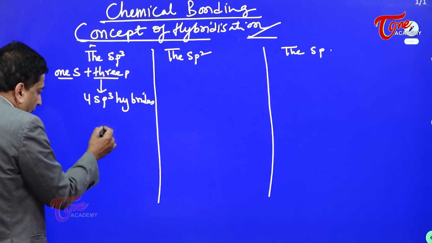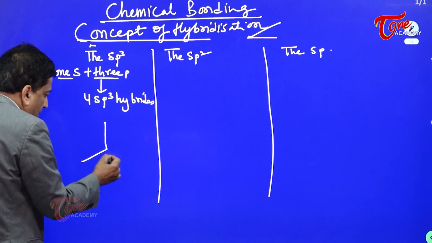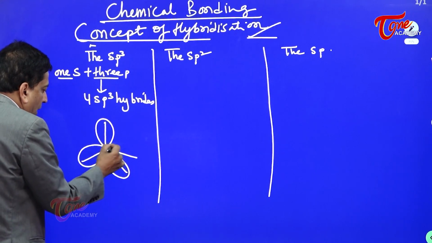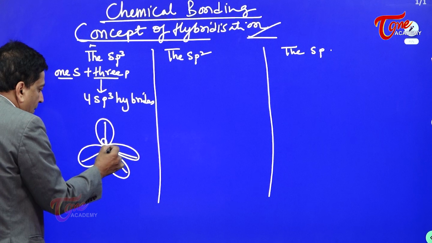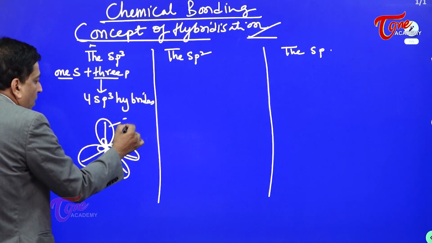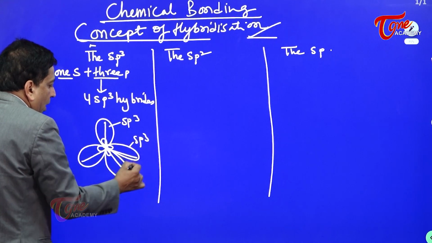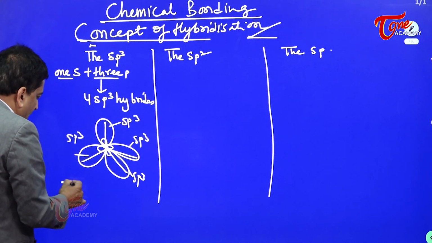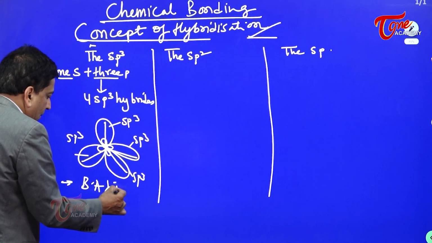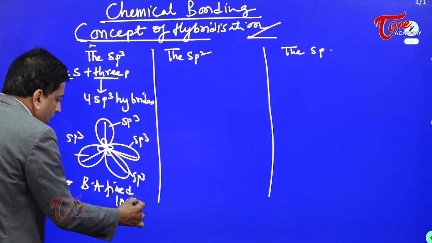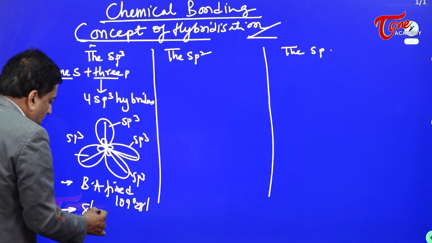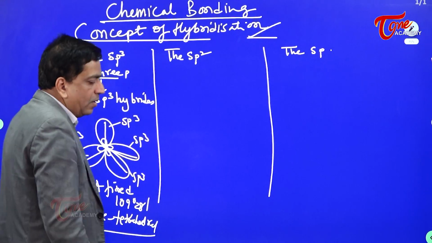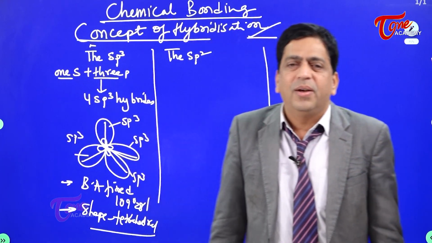And all the 4 will look like this. 2, 3, and 4. Don't forget the tails. These are the 4 sp3s: sp3, sp3, sp3, and sp3. Remember that. And here the bond angle is fixed, and it is 109 degrees 28 minutes, and the shape is also fixed. It is tetrahedral. You must understand.